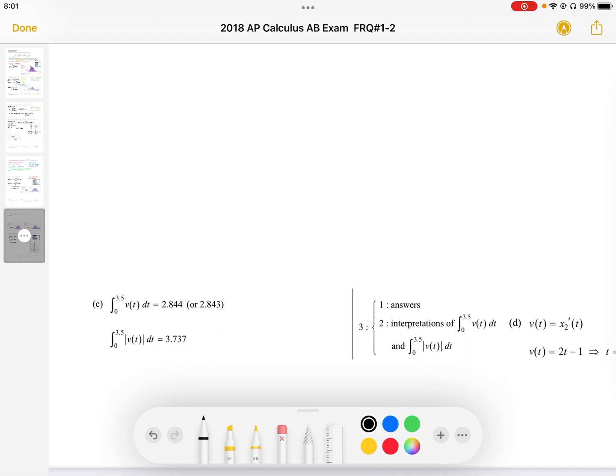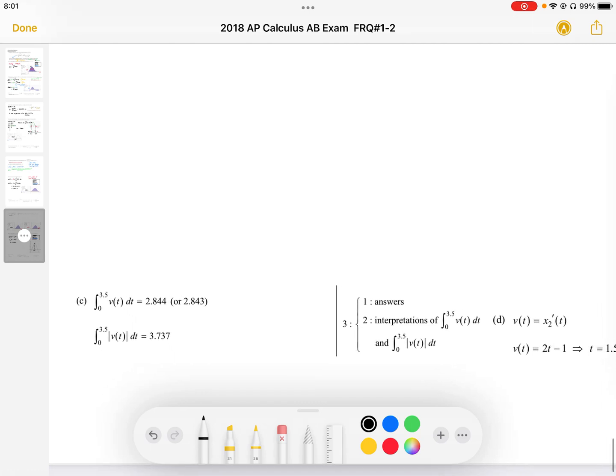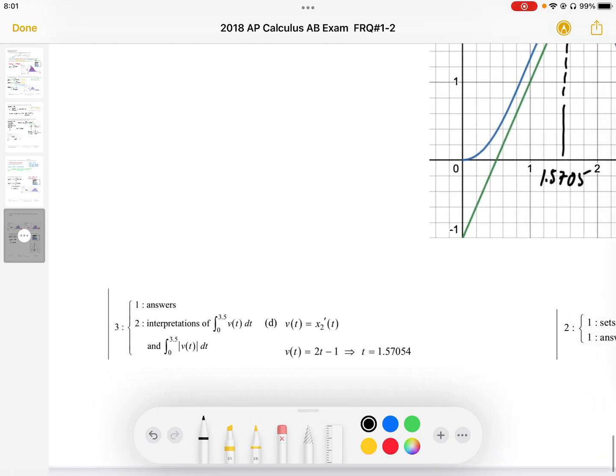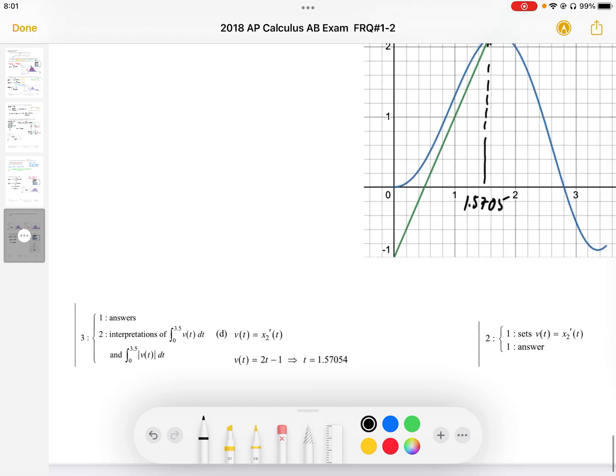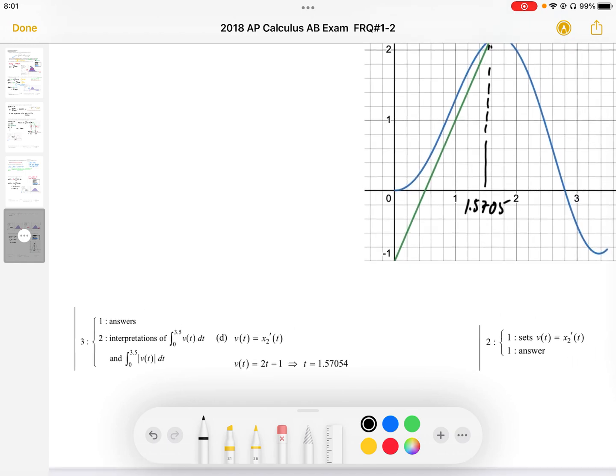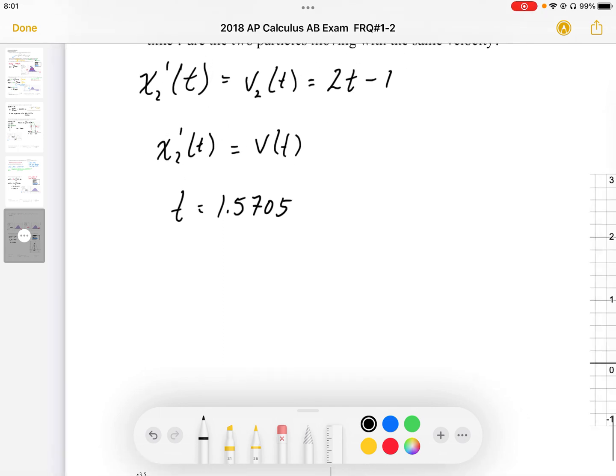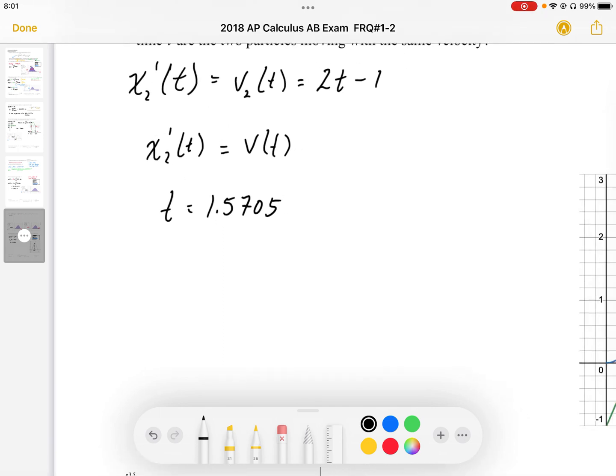For the mark scheme, if we take a look at the mark scheme for C, there are 3 marks. The answers for the 2 areas are going to give 1 mark, and the interpretations of the integral of the absolute value of v of t and the integral of v of t are going to give us the other 2 marks. For part D, it's worth 2 marks. We get 1 for the answer and 1 for making these 2 values equal to each other.